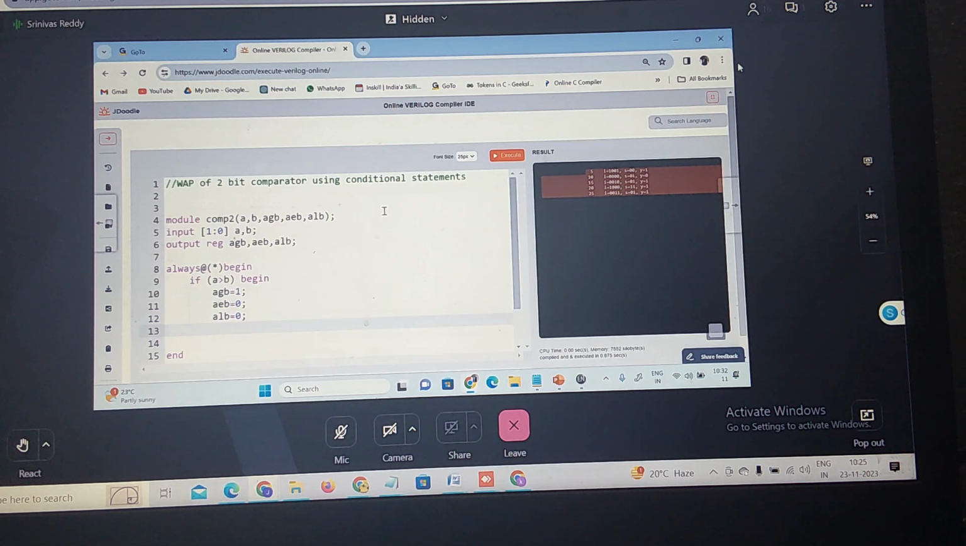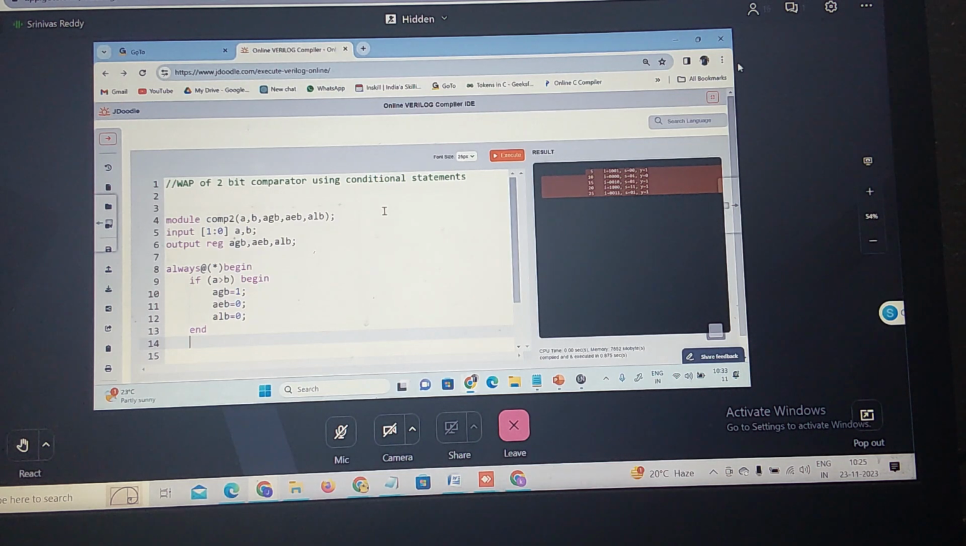If this condition satisfies, if A is greater than B, I should make A greater than B equal to 1, A equal to B is 0, A less than B is equal to 0. That is the condition, right, for comparator, if A is greater than B. So then what I need to do? End. Correct? Next, what can I do?